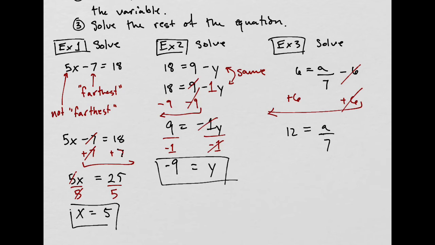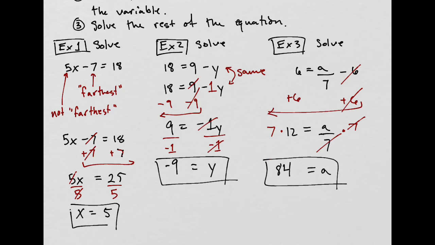I'm trying to get the variable all by itself, so I will multiply by 7 to both sides, regular 7. So 7 on the top, 7 on the bottom, cancels out to 1. So you can write 1a or just a, same idea as this. If there's nothing in front, it's actually a 1. I'm just going to write a. And then 7 times 12 is 84. So a equals 84.